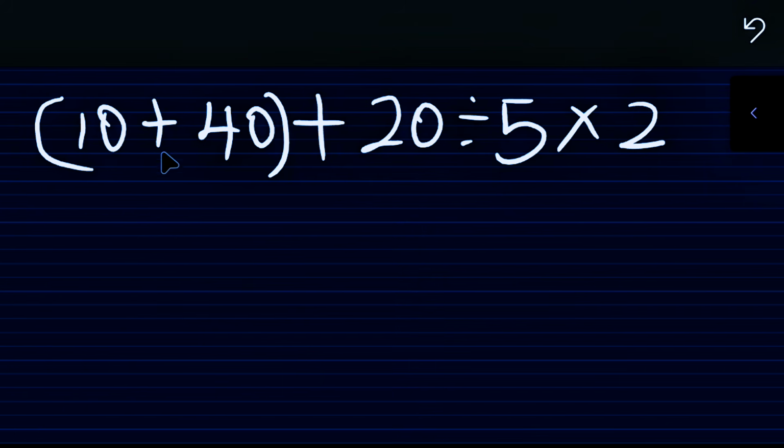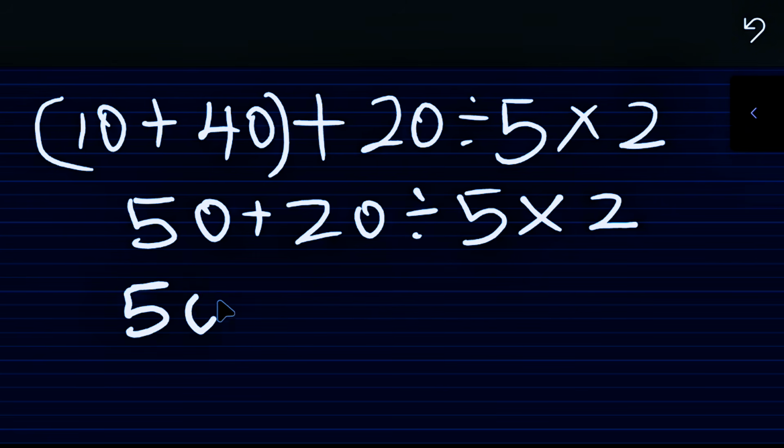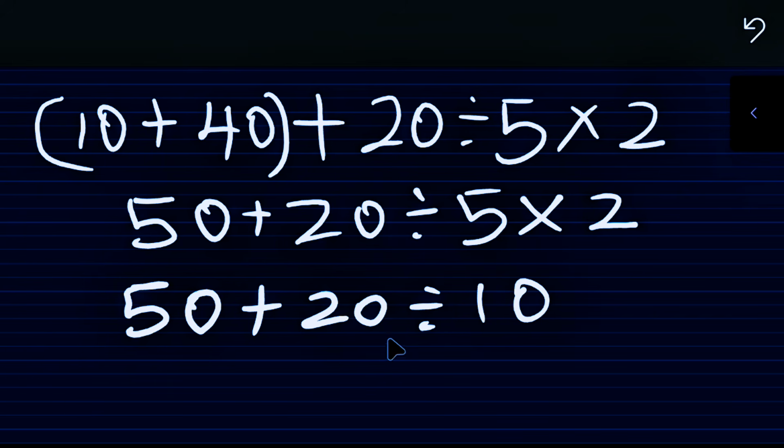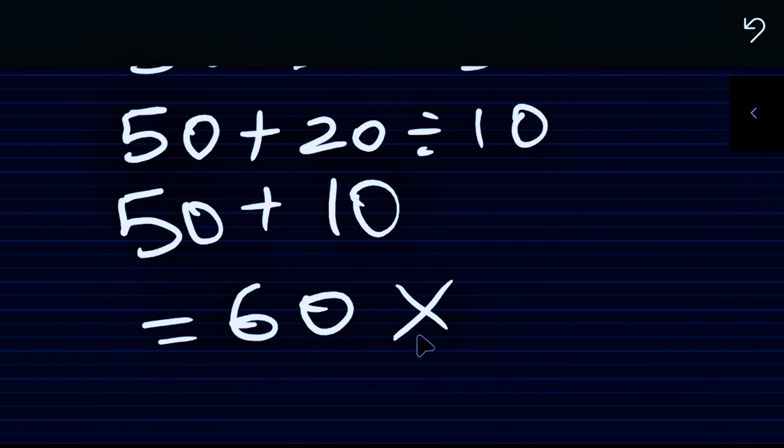Now another set of people, what they did was to attend to the parentheses first. So they had 10 plus 40 equals 50 plus 20 divided by 5 times 2. Okay, now in their next step, because they thought that multiplication is of higher priority than addition, what they did was to write 50 plus 20 divided by 5 times 2 equals 10. Now in their next step they divided, so they had 50 plus 20 divided by 10 equals 10, and 50 plus 10 equals 60. But this is also very wrong.